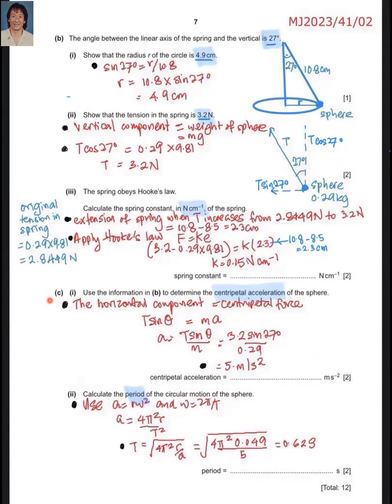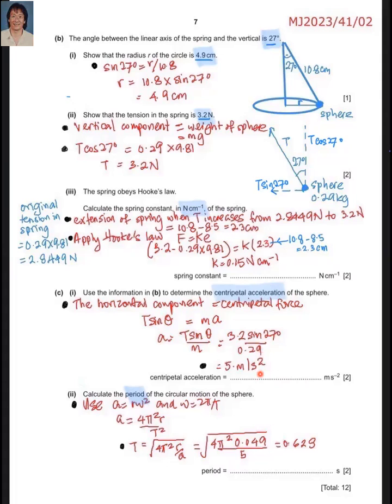Then in part C, use the information in B to determine the centripetal acceleration of the sphere. We know that the horizontal component provides the centripetal force. So T sine theta, the horizontal component, equals M times A, where A is the centripetal acceleration, which you want to calculate. So your A equals T sine theta over M. It will be 3.2 sine 27 divided by 0.29, which will give you 5 meters per second squared.